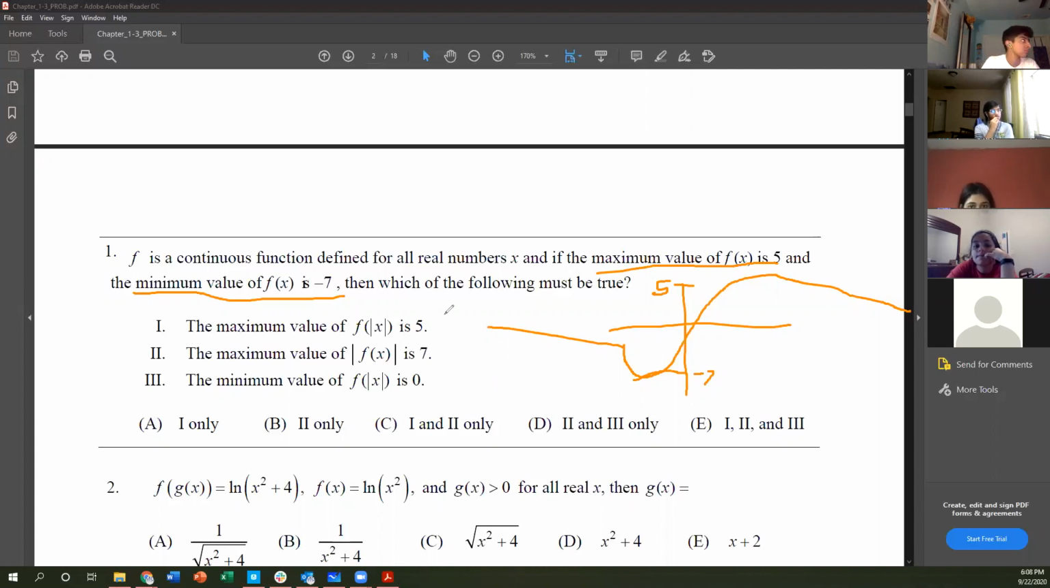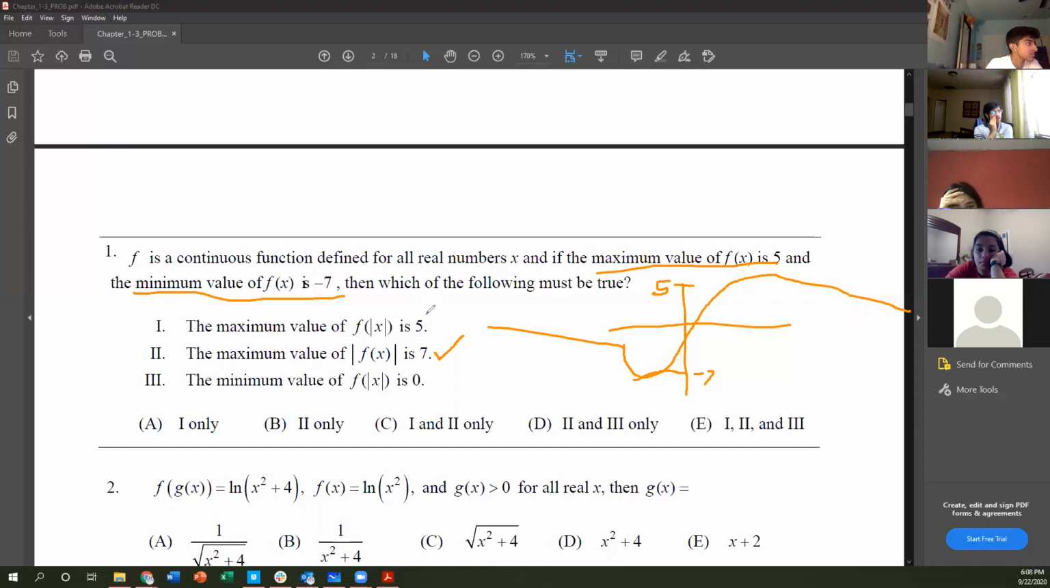So that's not true, because if you look at number 2, then you can have the maximum, if it's -7 and then you have the absolute value, then it becomes 7. So the maximum is 7, not 5. So it should be D. So number 2 is true, right? Yeah. Okay. And why? I'm still trying to figure this out.